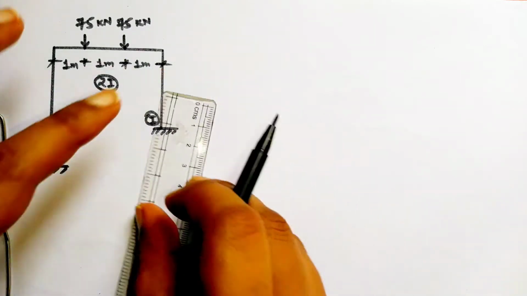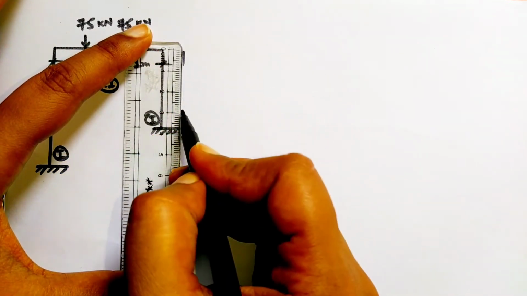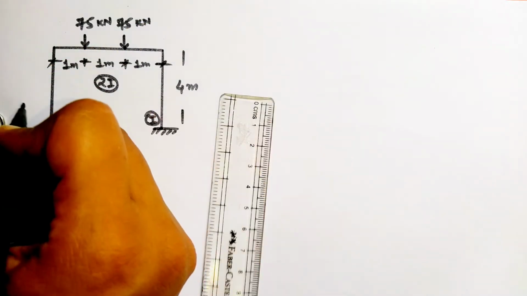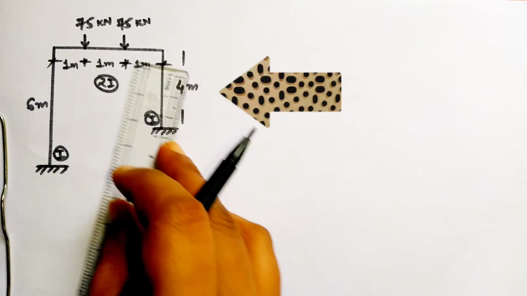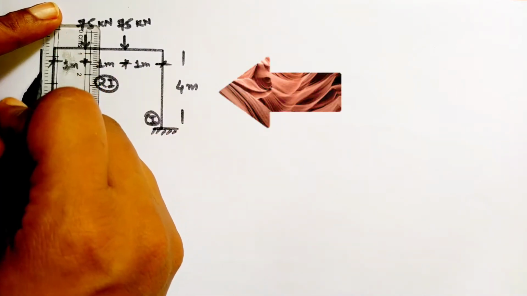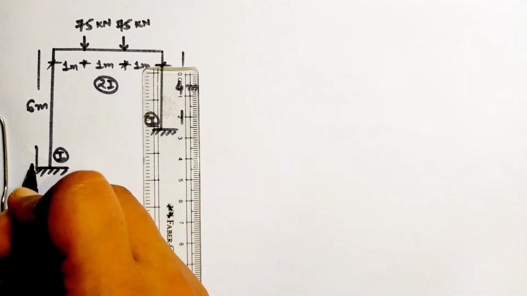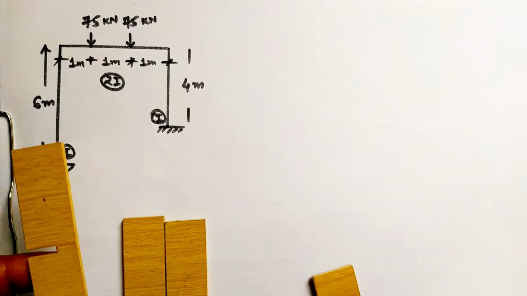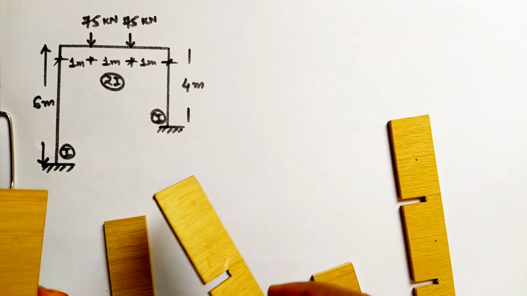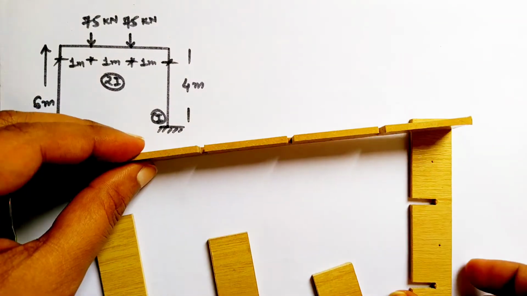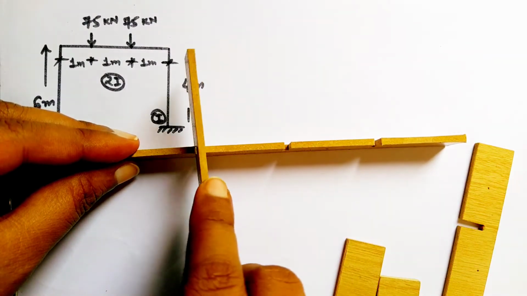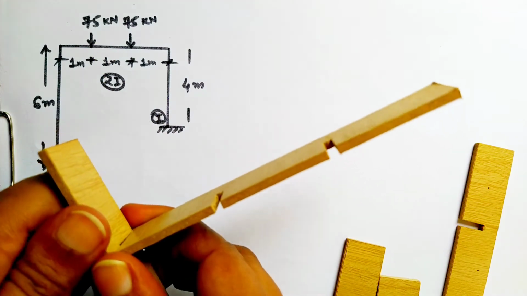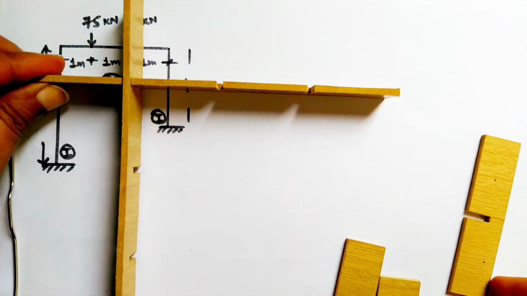I have discussed this question with many people. Many were saying sway, many were saying non-sway. But see, in this question there is an unsymmetrical geometry of the structure. The supports are fixed and we have a symmetrical loading, but because of the unsymmetrical geometry we are going for a sway frame. Let's understand this better with a small example which I am putting here.